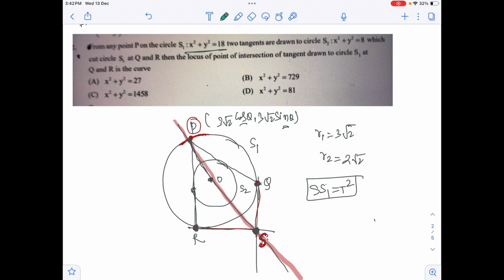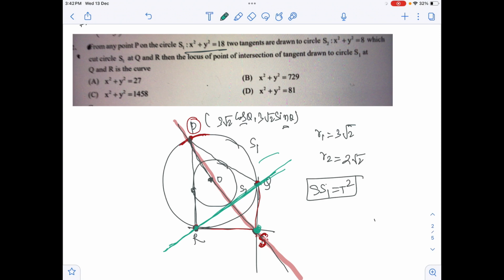Let's think of another approach. So maybe RQ, can we find the chord RQ directly? Actually we don't know the points R and Q, and there is no guarantee that RQ is tangent to the circle S2. With respect to point S, RQ is the chord of contact.